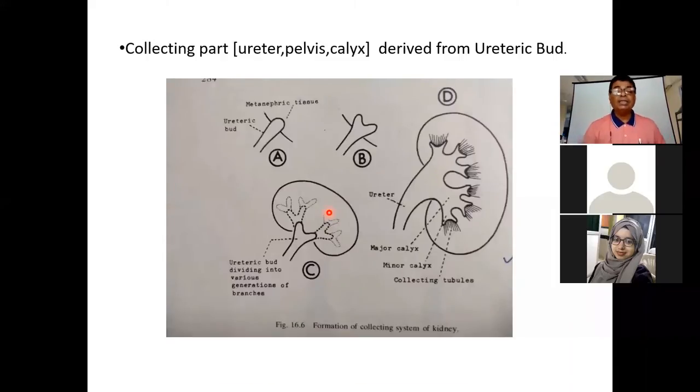Okay, and the other part of the kidney is the collecting part. What are the collecting parts of the kidney? These are the ureter, pelvis, and the calyces. If you see this diagram, these are the different calyces, the major calyces, minor calyces, pelvis, then ureter. All these collectively are known as the collecting part of the kidney, and as I have mentioned earlier, this part will develop from the ureteric bud.